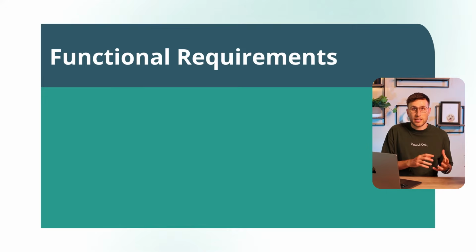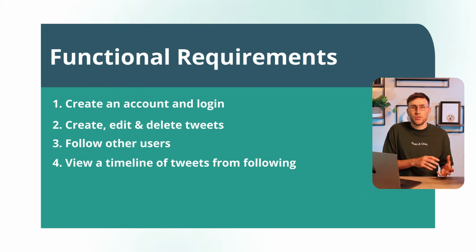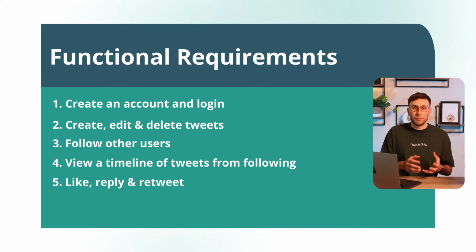So for our service like Twitter, the functional requirements would be things like this. The user should be able to create an account and log in. Users should be able to create, edit, and delete tweets. They should be able to follow other users. They should be able to view the tweets of the people that they're following on their homepage, in other words, the timeline. They should be able to like, reply, and retweet other people's tweets. And users should be able to search for tweets.